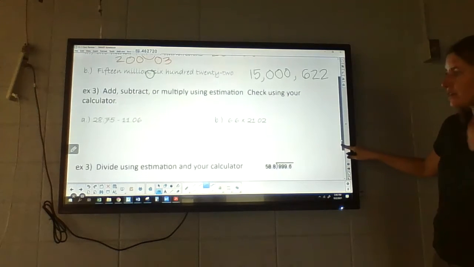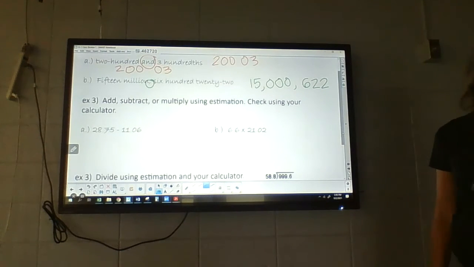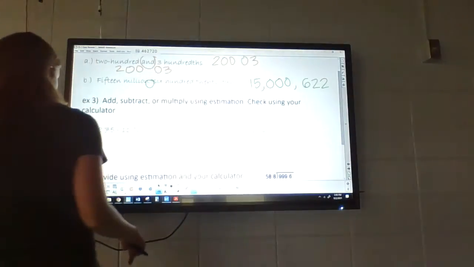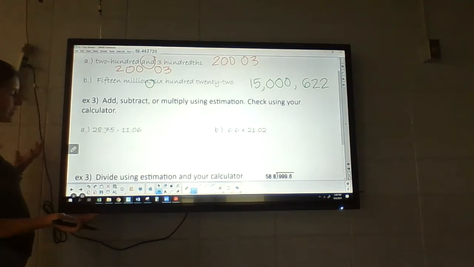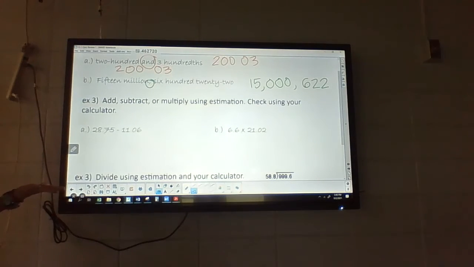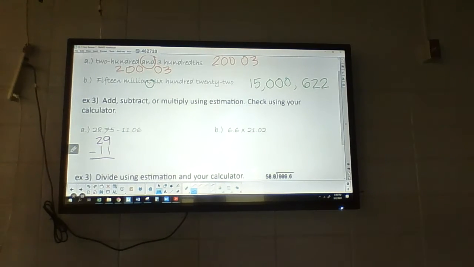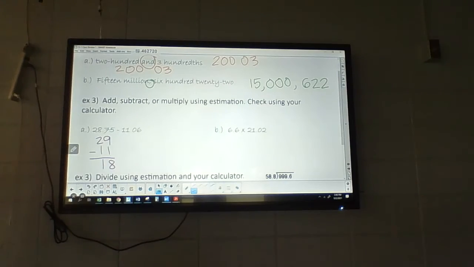All right, the last few here, they want us to add, subtract, or multiply using estimation. Check your answer using your calculator. So again, we're working with our estimation. So 28.75, if I'm subtracting, I might change how I estimate. I might just call this 29. And 11.06, I might just call 11, because those are pretty easy to subtract. Now, if I called that 30 and 10, maybe it wouldn't be as accurate. So I get 18 for my final answer.